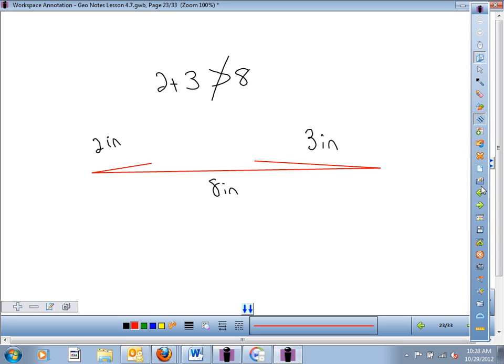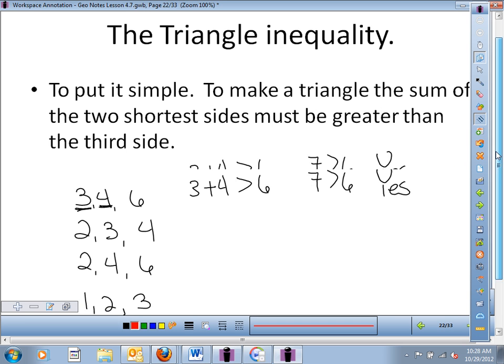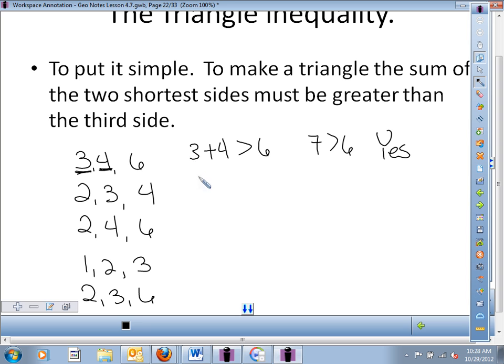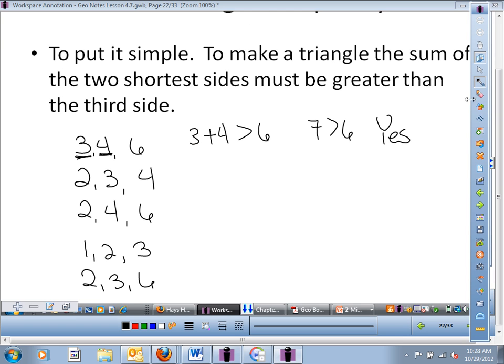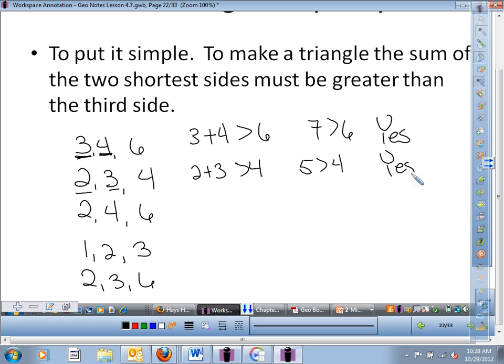Right? So that's the triangle inequality and what it shows us. Now, if we have sides of 2, 3, and 4, if you were in class, I'd have my straws out and I'd be showing you this. I have a side of 2 inches, 3 inches, and 4 inches. Can we make a triangle out of that? Well, let's take our two shortest sides, 2 and 3. Take the sum of those. Is that greater than the third side of 4? Well, yes, it is, because 5 is greater than 4. So yes, we could form a triangle out of that.